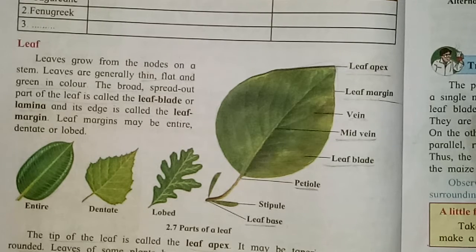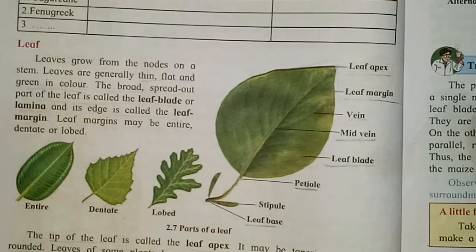The other type of leaves are compound leaves. These compound leaves have many small parts which are called leaflets. So mainly there are two types of leaf, simple leaf and compound leaf. Now we are done with the leaf part of the plant.